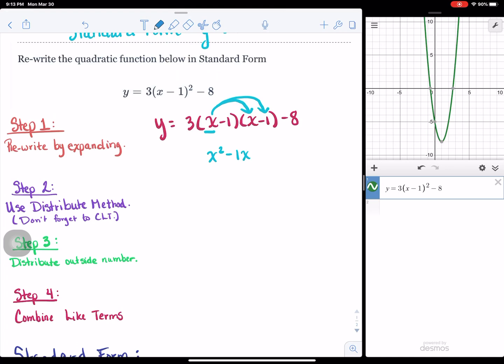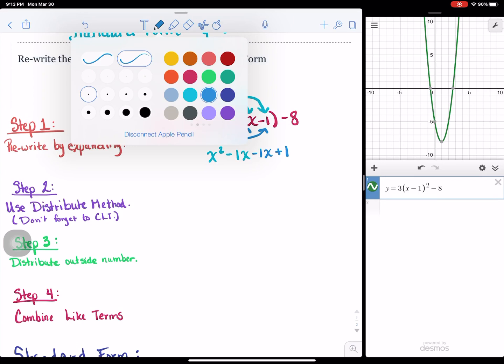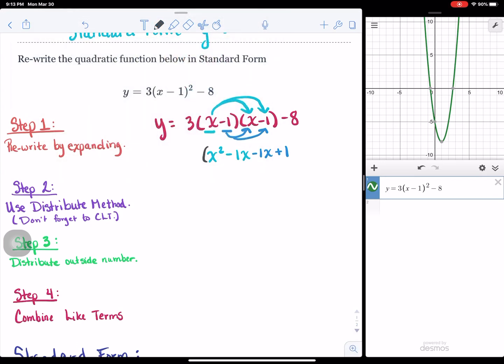Now I am going to distribute the second term to everything in the second set of parentheses. So negative 1 times x gives me negative 1x. Negative 1 times negative 1, negative and negative gives you a positive 1. I'm going to make sure that I put all of that in parentheses and bring the rest of it down. Don't forget to bring that minus 8 as well.